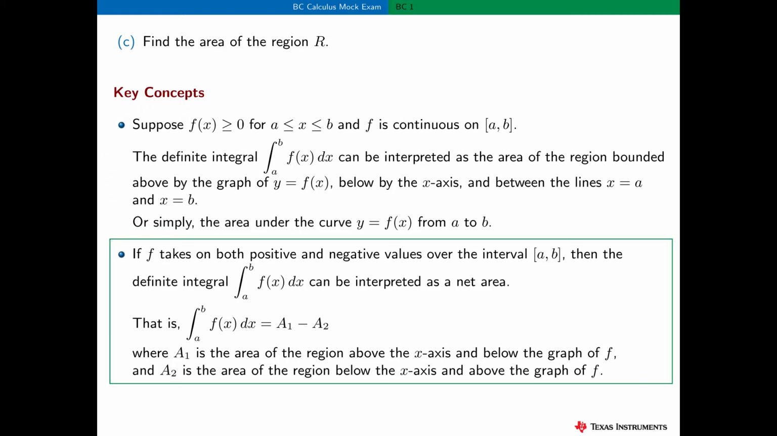While we're here, I think we should look at this application a little more generally. Suppose f is continuous on the closed interval a to b, and it takes on positive and negative values over this interval. Then the definite integral of f of x from a to b can be interpreted as net area. That means that the definite integral represents the area of the region above the x-axis and below f, minus the area of the region below the x-axis and above the graph of f.